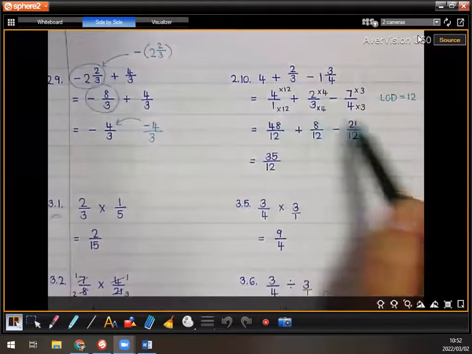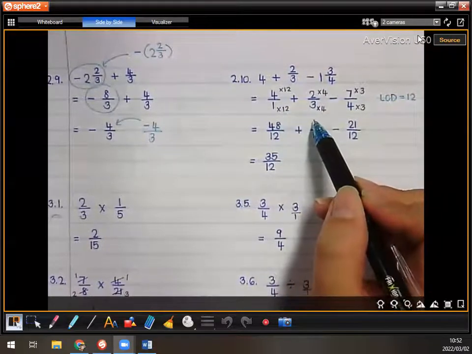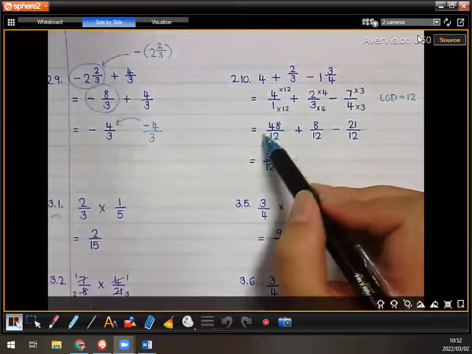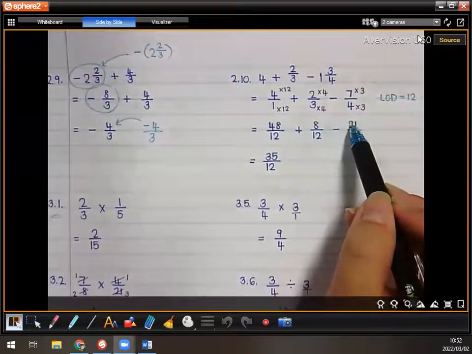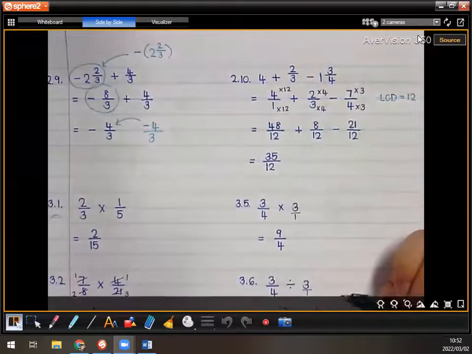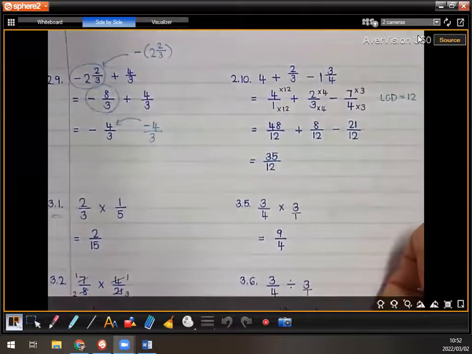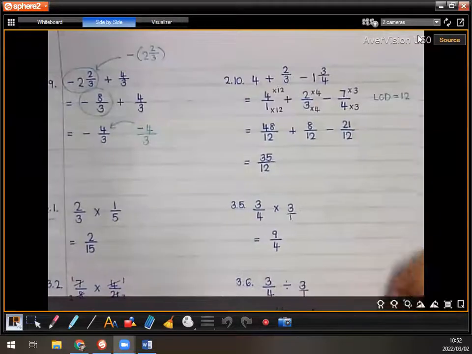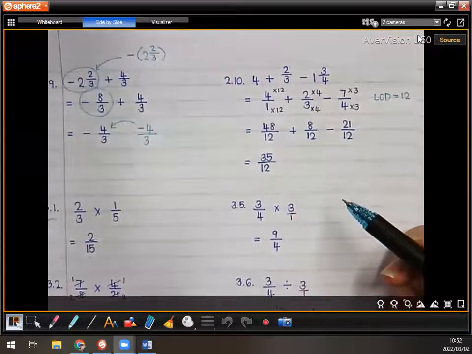And now, guys, we need to just add and subtract the numerators, right? So we're going to say 48 plus 8. Do we agree that that's 56? 48 plus 8 is 56. And then you need to say 56 minus 21. Right, and that is 35. 35 over 12. And in this case, you couldn't simplify. So is there another number that goes into 35 and into 12? The same number, yes, when you're adding and subtracting. And then you leave it as that number.